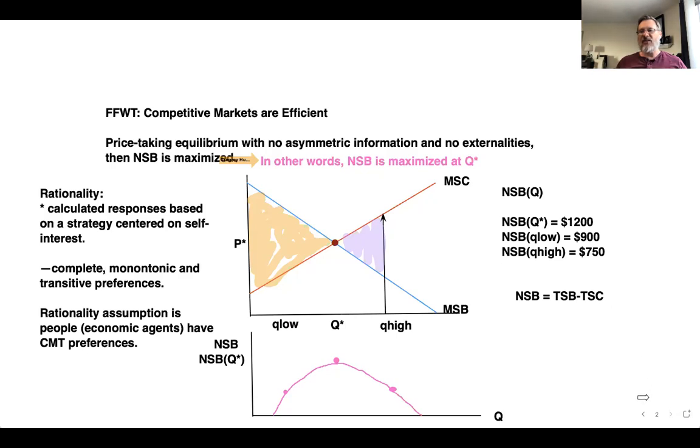Okay, going once. Anybody have any questions? Yeah, Professor. Yeah, go ahead. So on the net social benefit where it's Q high, why is it $750? Shouldn't it be more than $1,200? No, because remember the purple's negative.